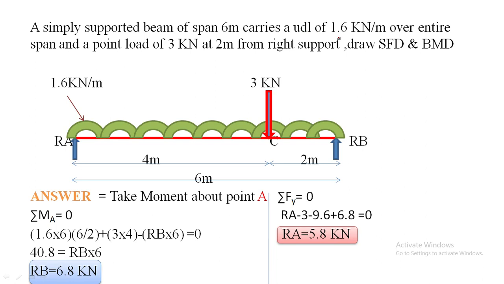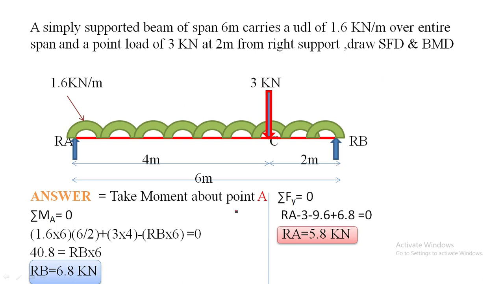It carries a UDL of 1.6 kilonewton per meter over the entire span, meaning the UDL starts from A up to point B with 1.6 kilonewton per meter, and a point load of 3 kilonewton at 2 meter from the right support. From the right support there is one point load, that is 3 kilonewton. That point load is called the C point load.